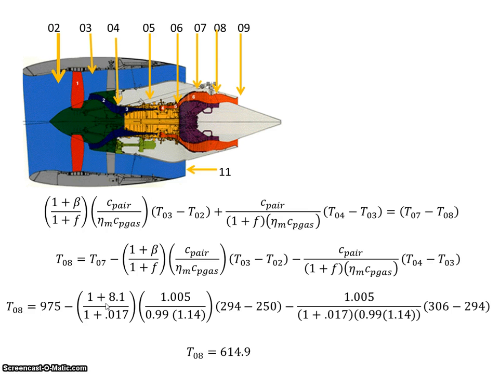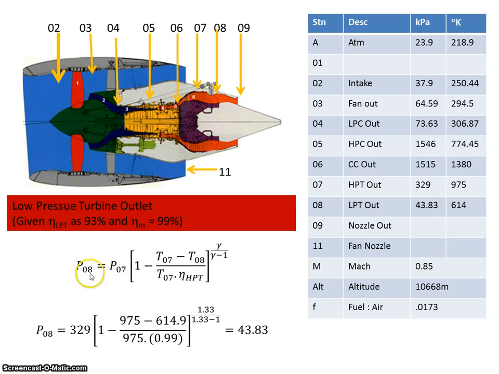I'm going to plug in those values, and I get a value of 615-ish degrees Kelvin. I go back to this formula for the output of a turbine. We used it on the high pressure turbine, so we can use it here on the low pressure turbine. Same formula, just different values. So I'll plug in the numbers, and I get an output of 43.83 kilopascals. Okay, so in the next video we look at the nozzle.